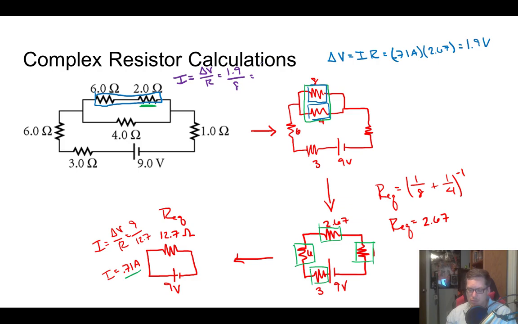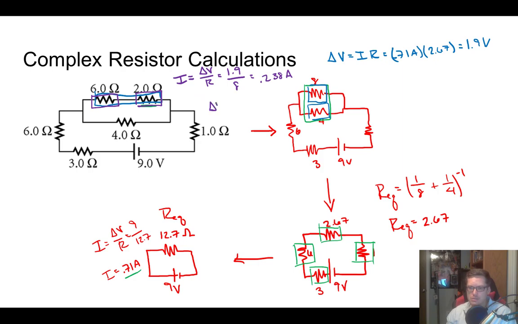So we'll say 1.9 divided by 8, and we get 0.238 amps. So the current across this resistor is 0.238, and the current across this resistor is 0.238. Then we just need to find the voltage at that spot as well, and we'll stay in purple because we're right here.